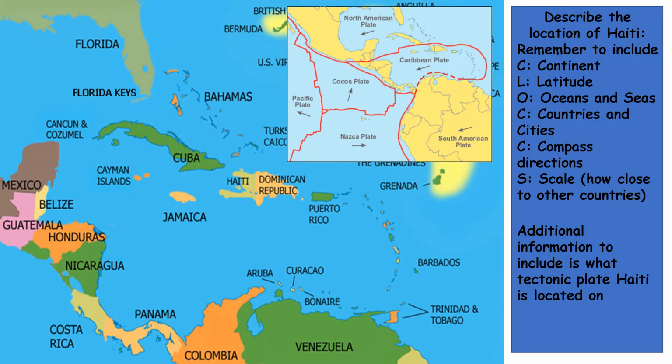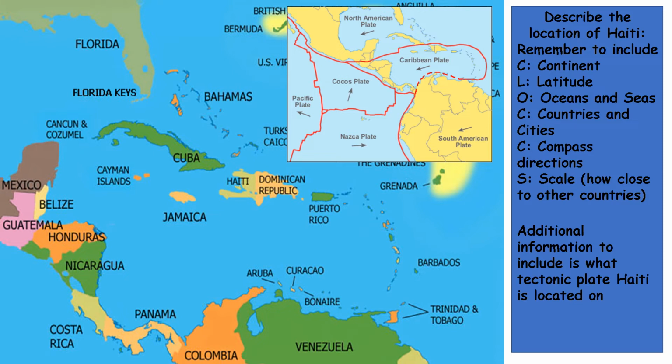Now when we describe a location, we use something called CLOCK. We've done this a lot in geography. We want to know the continent. The continent here is often a little bit tricky because it's between North America and South America. I think it just sort of fits into the North American continent, but you could put it on the Caribbean plate. Its latitude, tell me if it's north or south of the equator. Which hemisphere is it in? Which oceans and seas? If you have a look, you should be able to see what ocean it's off. It's off the Atlantic Ocean. What seas are nearby?